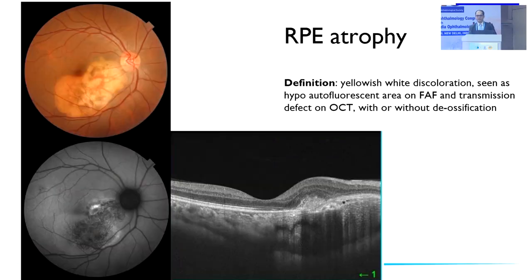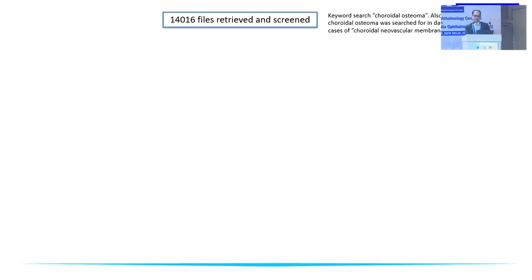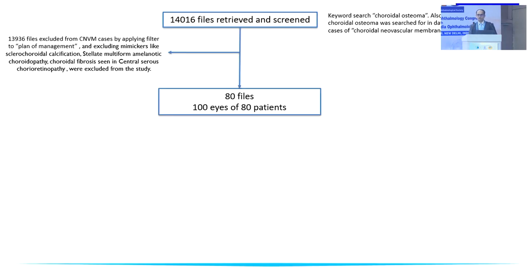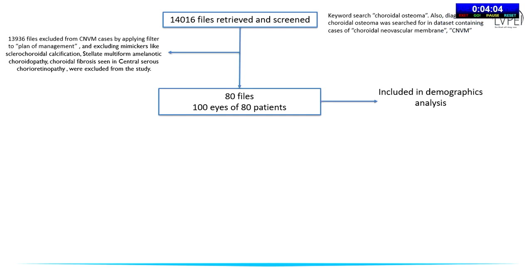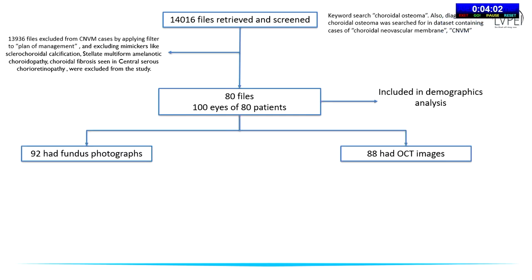Next, we tried to define RPE atrophy, that was yellowish white discoloration seen as hypoautofluorescent area on FAF and transmission defect on OCT with or without deossification. From almost 14,000 files we screened, we came to around 100 eyes of 80 patients, making it one of the largest series ever reported of choroidal osteoma.